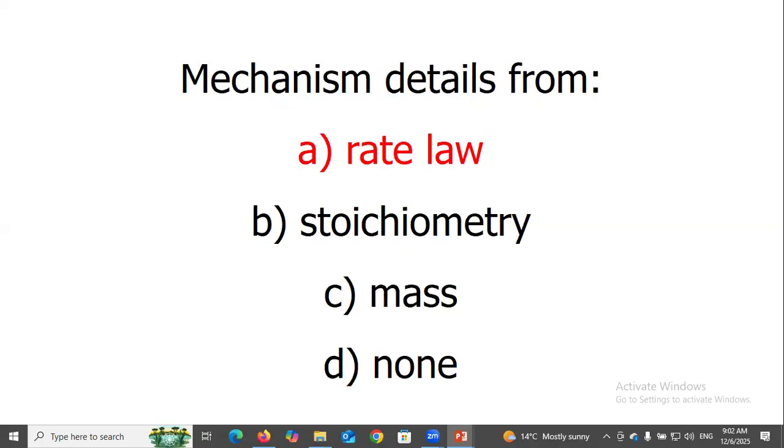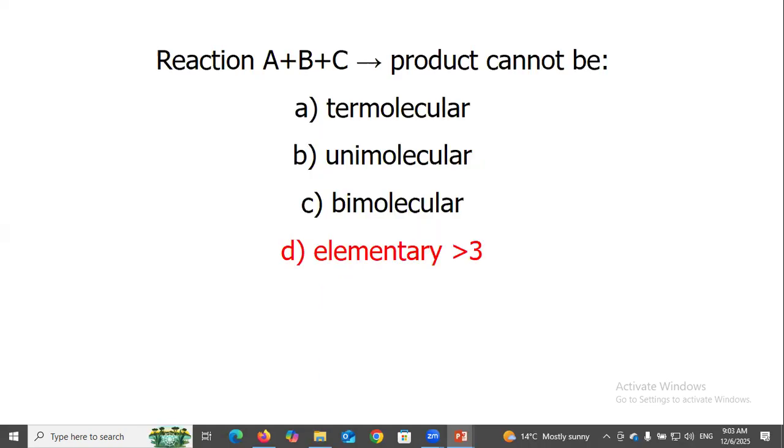Mechanism details come from rate law, stoichiometry, mass, none. Correct option is option A, rate law. Reaction A plus B plus C gives product cannot be elementary: unimolecular, bimolecular, greater than 3. Option D, correct option. Option D, elementary, greater than 3.